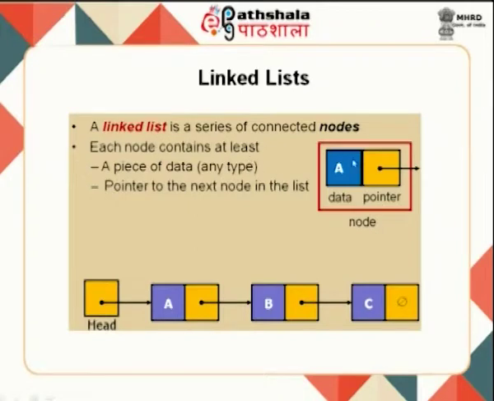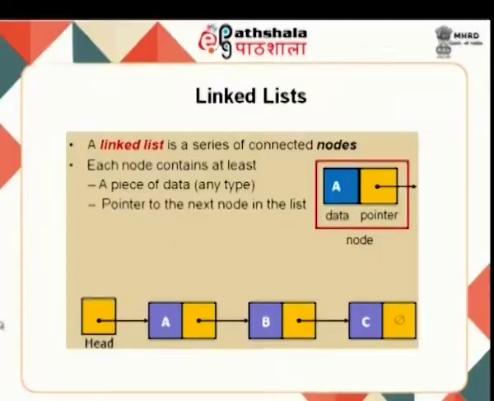A linked list is a series of connected nodes this way. There are different types of linked list; we are taking the simplest one first. Each node contains at least a piece of data. This could be any type. Here it is an alphabet, it could be a number, it could itself be a record, it can be anything, and a pointer to the next node in the list. This pointer gives the address of the next node wherever it is in memory.